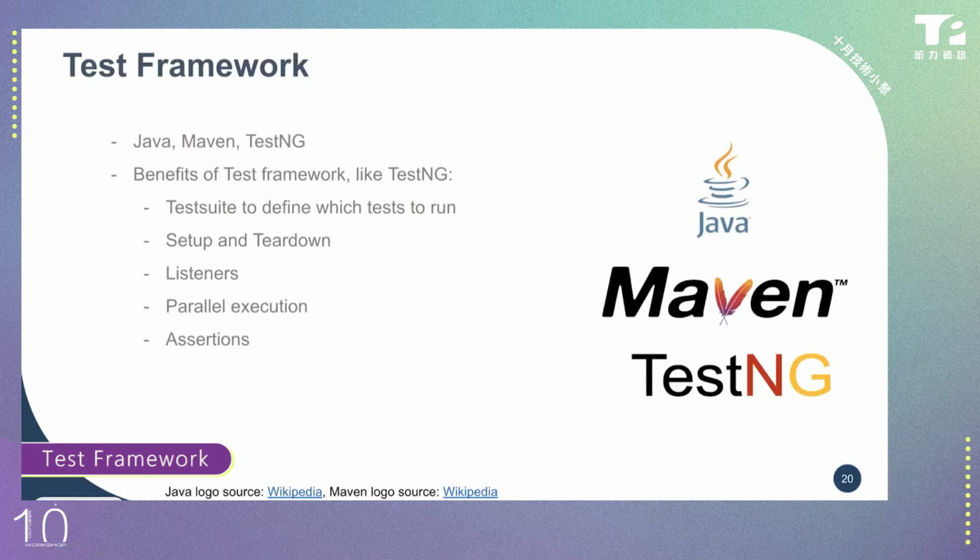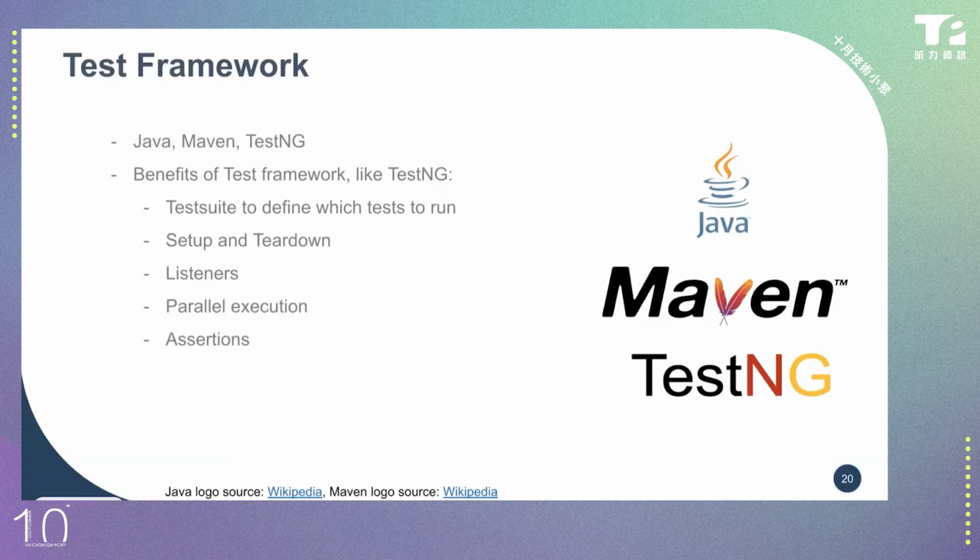Now, most of the time, probably, we would like to test a real application that has more than only one test case. In that case, we would need to use a test framework. In our case, we're using Java to write our test cases. So we could use TestNG as our test framework, and our stack would then use Java, Maven, and TestNG.